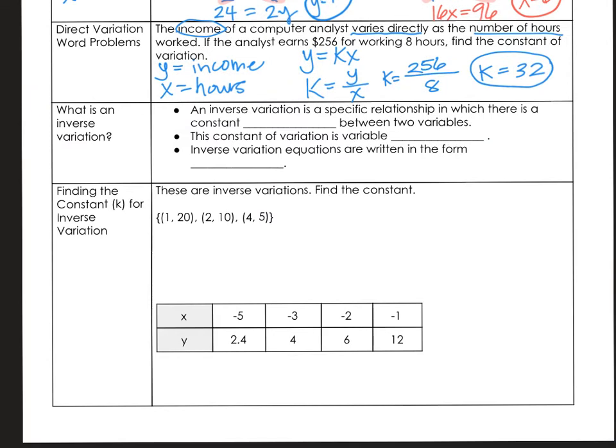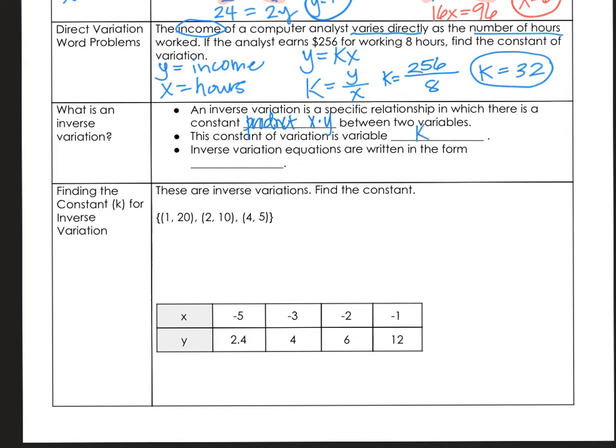Okay, so now we're going to switch gears. So we just talked about direct variation, which is what you are super familiar with. That k represents the slope, whereas inverse variation is different. However, you can get the hang of it. So an inverse variation is a specific relationship in which there is a constant product, so multiplying, like x times y, between the two variables. This constant of variation is variable k, same thing.